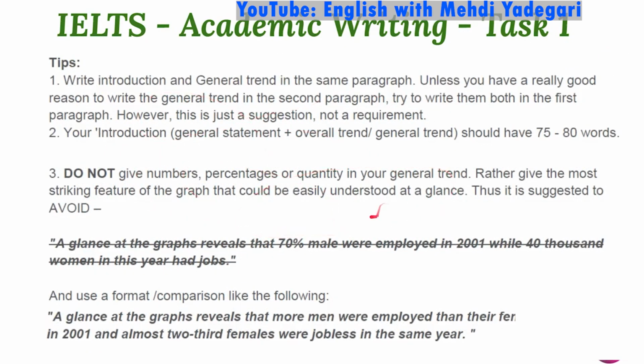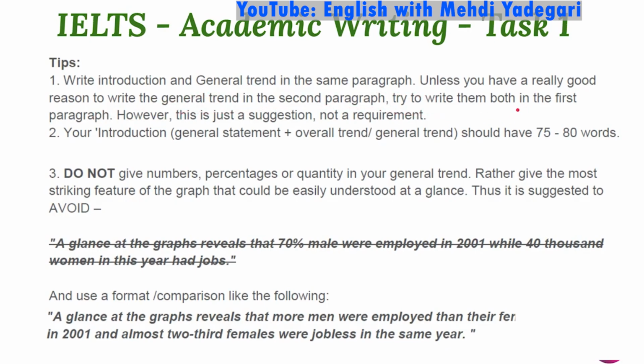There are some tips about the general trend here. Write the introduction and general trend in the same paragraph. You can write them in two separate paragraphs, but it is better to write in the same paragraph unless you have a really good reason to write the general trend in the second paragraph. Try to write them both in the first paragraph.